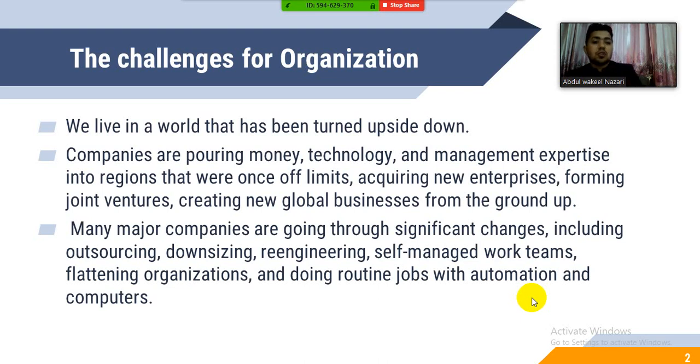Another big challenge for organizations is doing routine jobs with automation and computers. The traditional way of doing jobs is completely different from working with a computer, so people show their resistance. Many organizations are unable to bring changes. They are showing resistance and are not going with the flow.